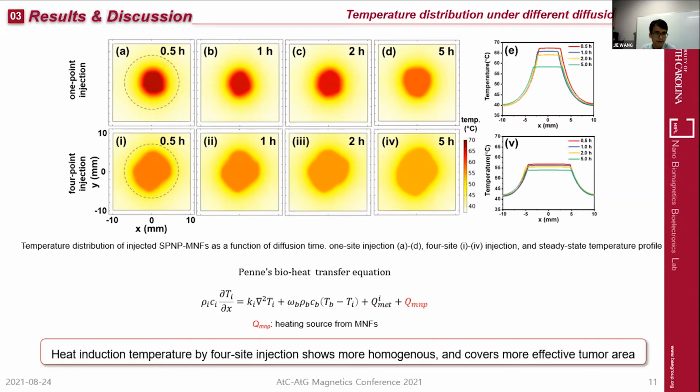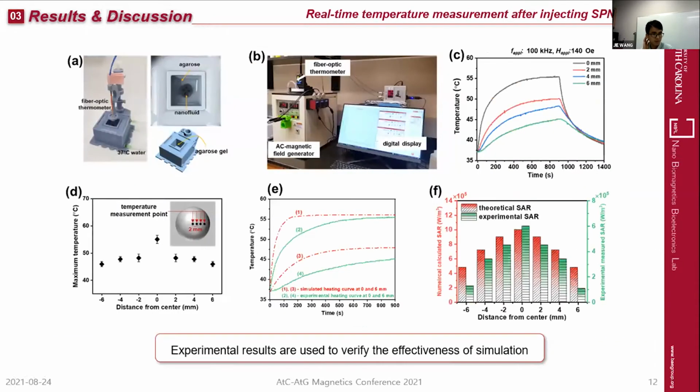So after simulation, we use the experimental data to verify and evaluate the validity of our proposed model. Like these two, A and B, these two figures are our experimental setup, and these two, C and D, show the temperature rising characteristics of agarose gel after injecting magnetic nanofluids. These two, E and F, are the comparison results between theoretically calculated results and experimentally obtained results.